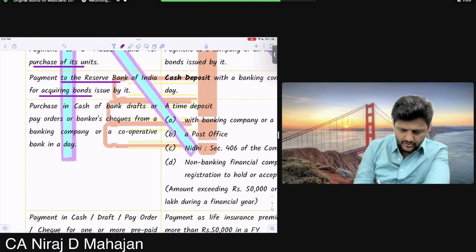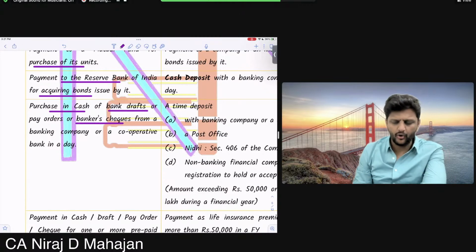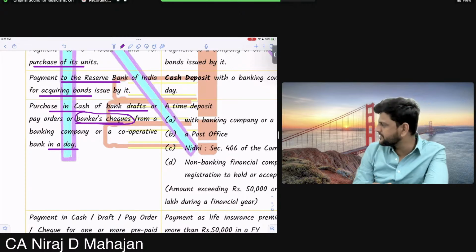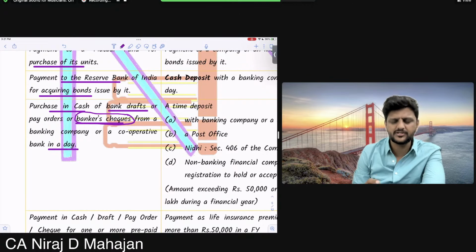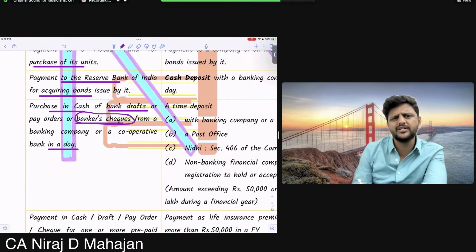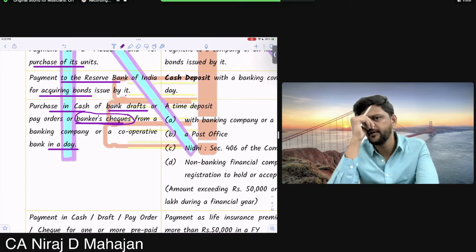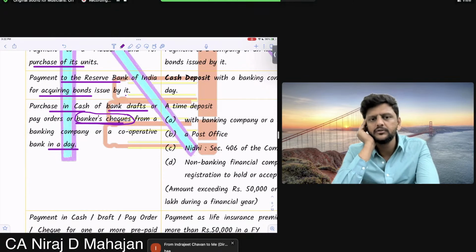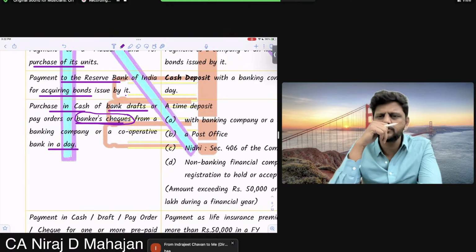Purchase in cash of bank drafts or pay orders or banker's checks from a banking company or a cooperative bank in a day. Banker's checks, I'm just giving a small example. Again, nobody uses this much. But bank draft, have you seen or heard any time, or no? Bank draft, DD, demand draft, have you heard? I doubt you guys have gone to the bank and done banking work. Demand draft. Maybe for school or college, I don't know.